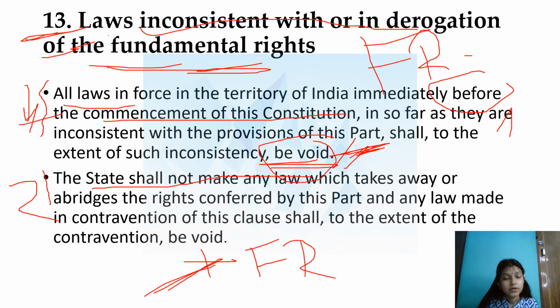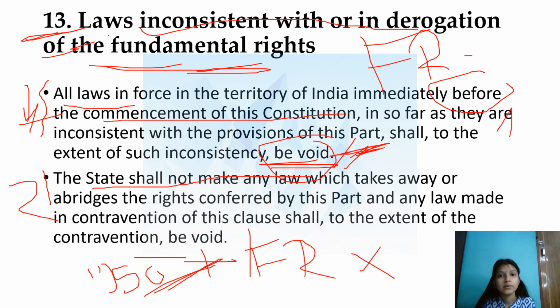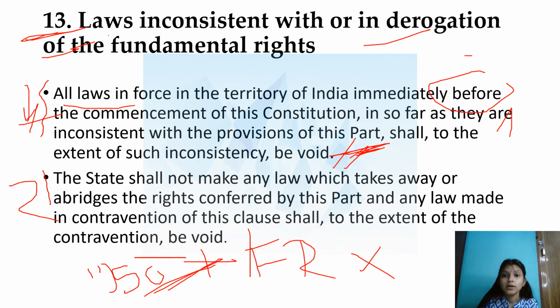So before 1950, the laws that were inconsistent with fundamental rights will be declared void. And after 1950, or after the commencement of the Constitution of India, it is strictly prohibited for the State to make any law in contravention of this clause, which shall, to the extent of the contravention, be void. So the State is prohibited from making any particular law which will infringe our fundamental rights. So this is all about Article 13, clause 1 and clause 2.